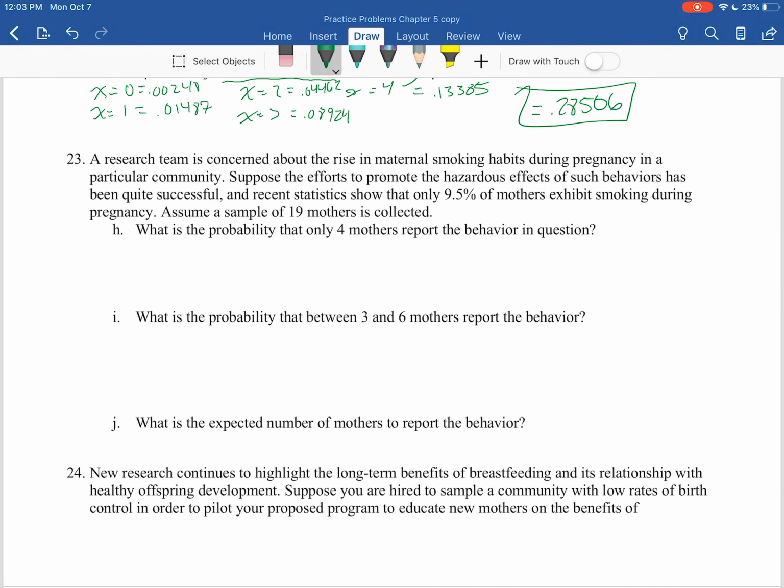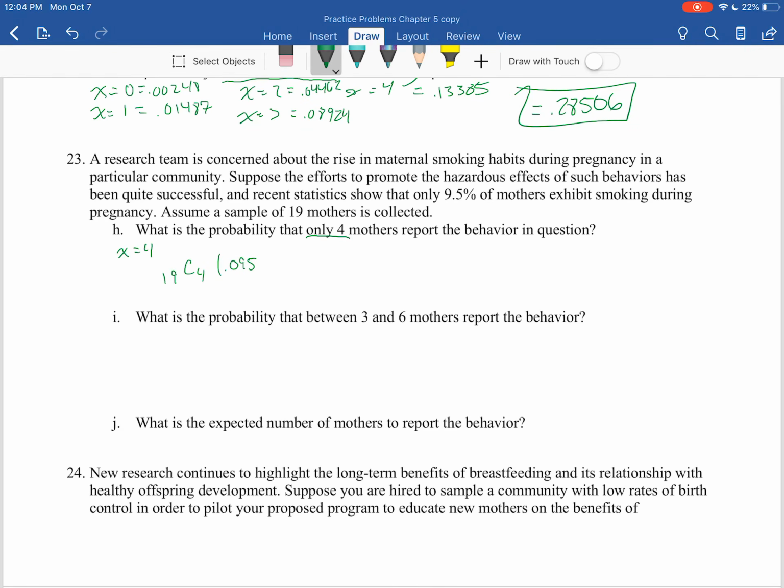Number 23, back to a little bit more of our binomial distributions here. Key part here is we're probably finding the probability of only 4 mothers given, so our x value is just 4, so x equals 4. We have 19 total mothers. How many different ways can you choose 4 out of that 19?